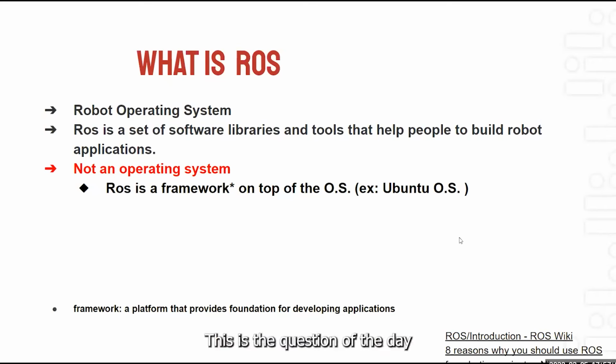Now, this is a question of the day. What is ROS? ROS in full is known as the Robot Operating System, which is a set of software libraries and tools that help you build a web application. Although ROS has the word operating system in it, it is not an operating system. Instead, it's more like a framework on top of the operating system, and most of the ROS will run on it too.